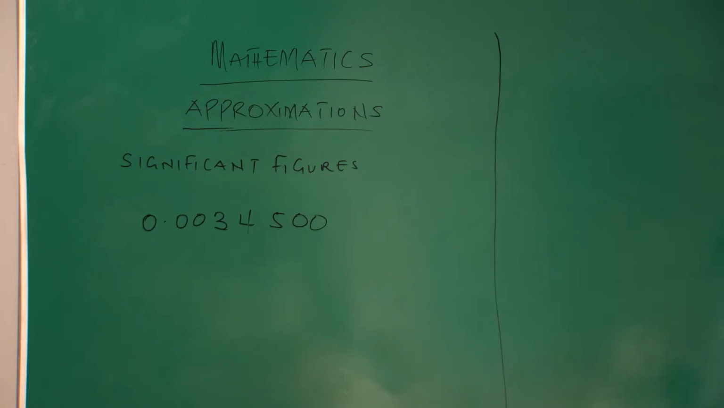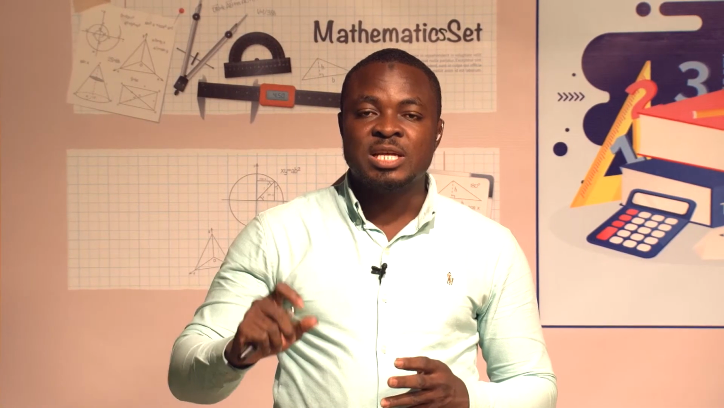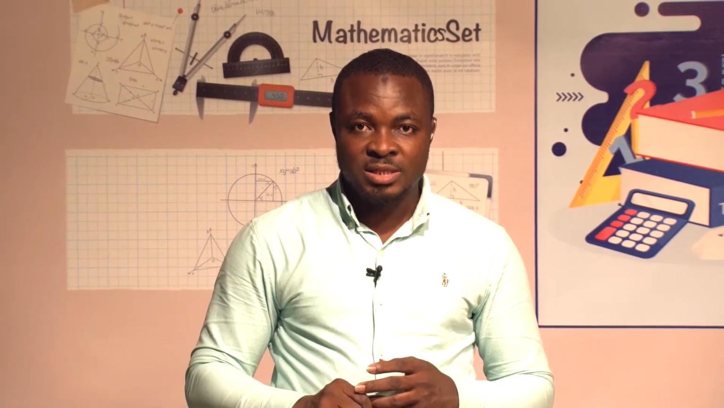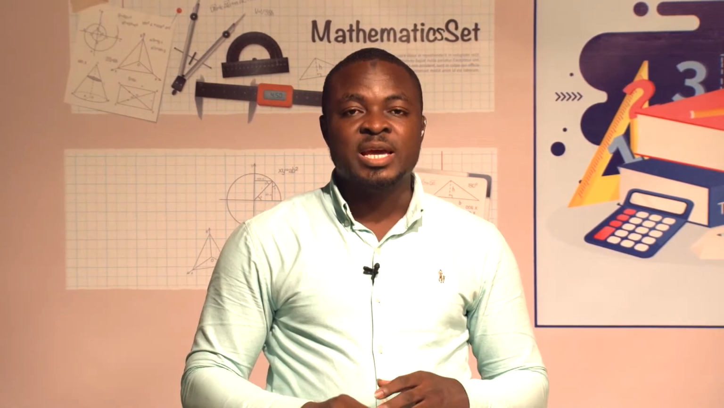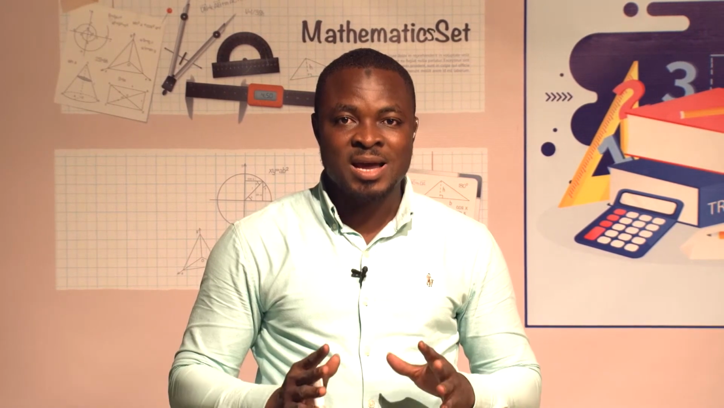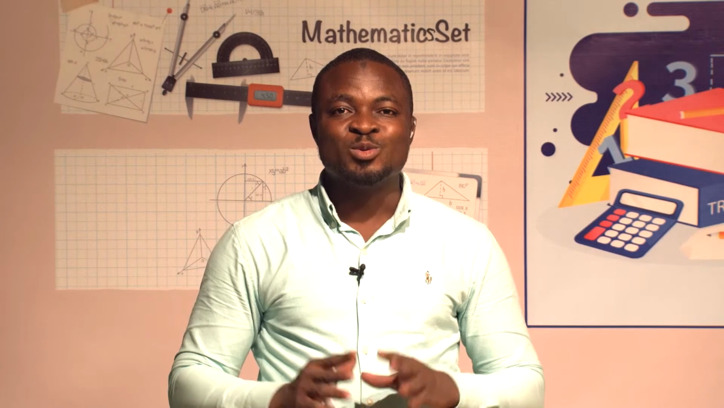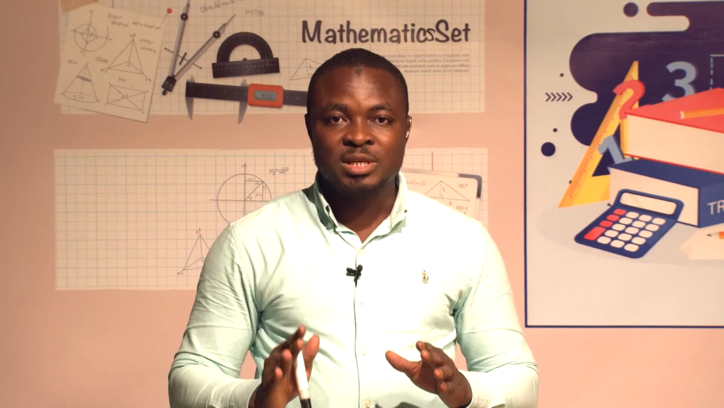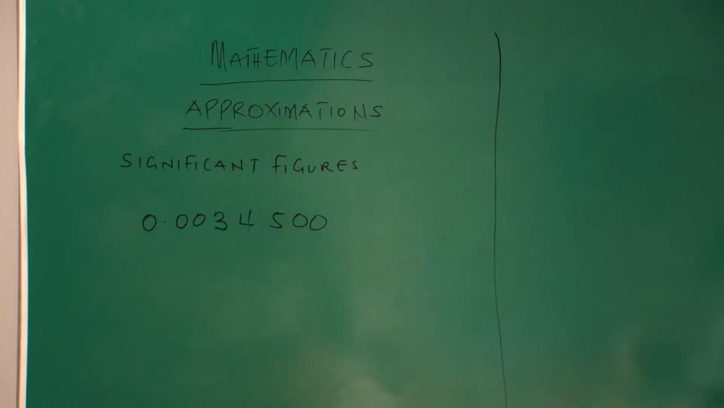Then the second one is trailing zeros after a decimal. So zeros that follow a decimal are also what? Significant. And zeros between two significant numbers are significant. So these are the rules that you use to identify what number or what figure or what digit is significant.